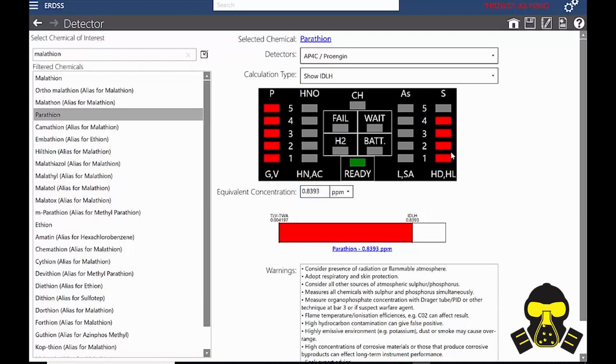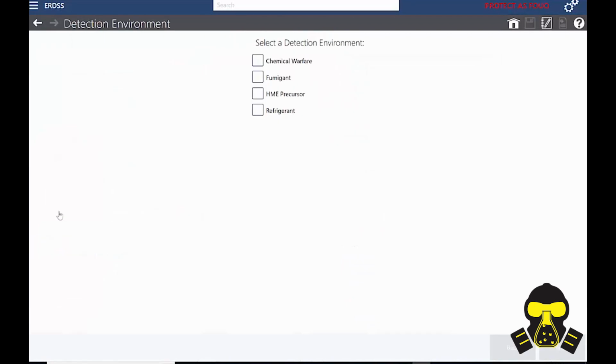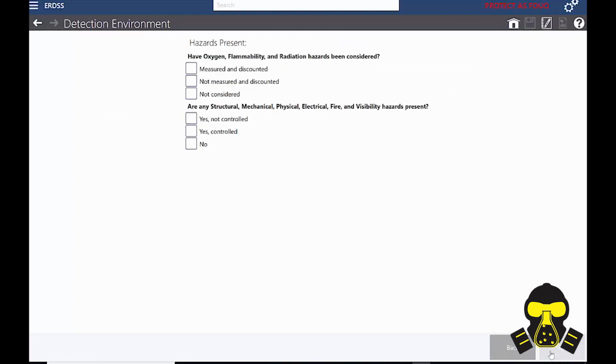Wow. So great tool. Now take it a little bit different, going into detectors. Say I want to go into a detection environment. And seeing we're going down this road, let's go with some fumigation and say we think we have a fumigant. This is going to walk you through. That last tool was a calculator. This tool is a true decision support tool.